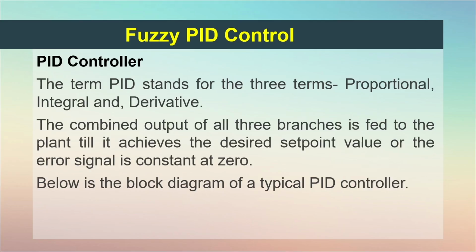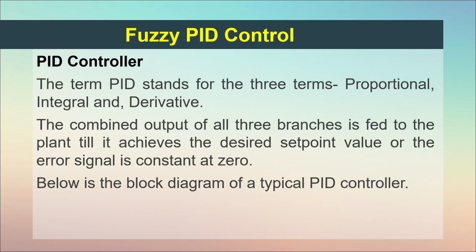PID controller. What does the term PID stand for? It is a 3-letter term and it stands for proportional integral derivative. The combined output of all 3 branches. So in a control system you have 3 control units, one is P, another is I, another is D. These 3 are combined and fed to the plant. That plant may be any system of operation, until the desired set point value is reached or the error signal is constant at 0.